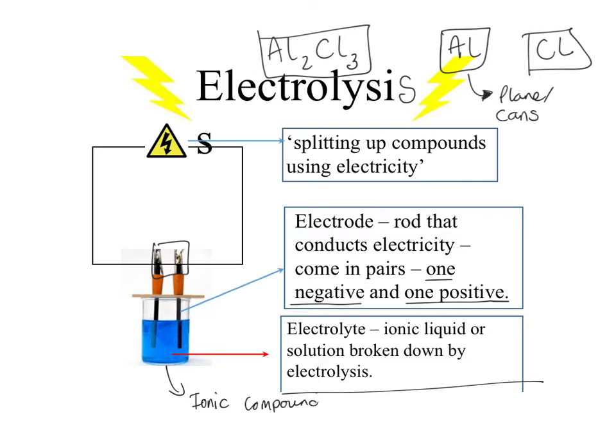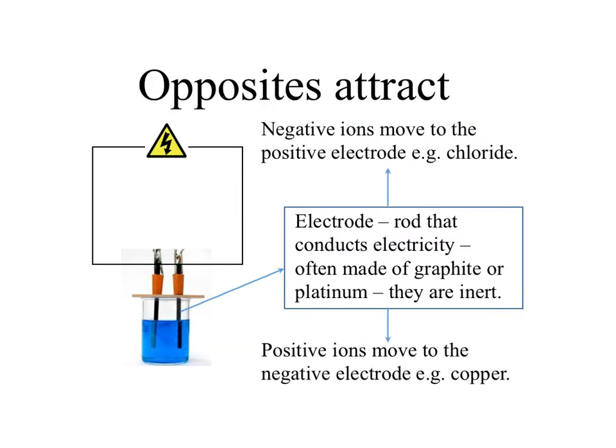Ionic compound, which is in solution now, so it's either been dissolved in water or it's melted, and that means it can be broken down by electricity. So next little thing you need to know is that the negative ions will move towards the positive. So say you've got Cl-, it'll move towards your positive electrode, okay? And then your positive ions, such as Na+, will move towards your negative electrode.